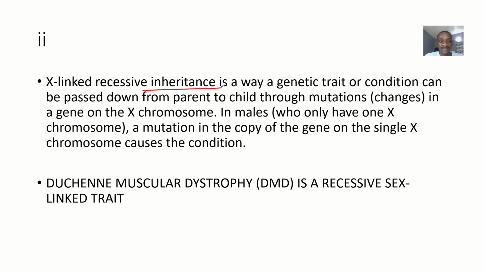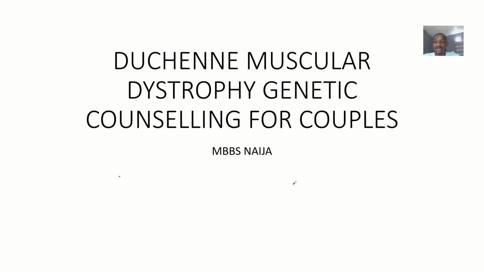So just trying to explain it, X-linked recessive inheritance is a way a genetic trait or condition can pass down from parents to children through mutations. In males, who have only one X chromosome, a mutation in the copy of the gene on the single X chromosome causes the condition automatically. But for females, both X chromosomes have to be affected. So Duchenne dystrophy is a recessive sex-linked trait. I think that's how you would have been able to counsel this couple about the hereditary disease they are carrying, and you'd have saved these children, if they came to you before getting married.